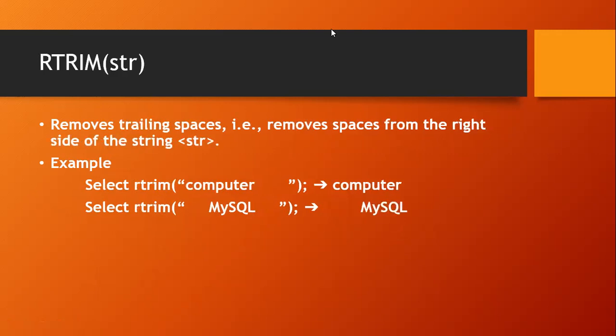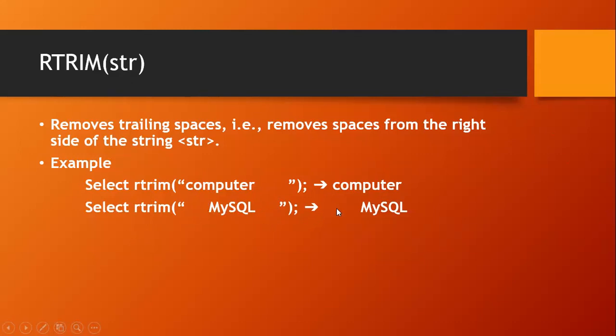Next thing is RTRIM. It will be trimming the spaces from the right side of the string. That is, it will be removing the trailing spaces, if any. For example, select RTRIM of the string, if I have added a space, it will be removing the spaces and returning that output. Here, when I give the RTRIM, both the sides I have given the spaces. So it will only remove the spaces from the right side.